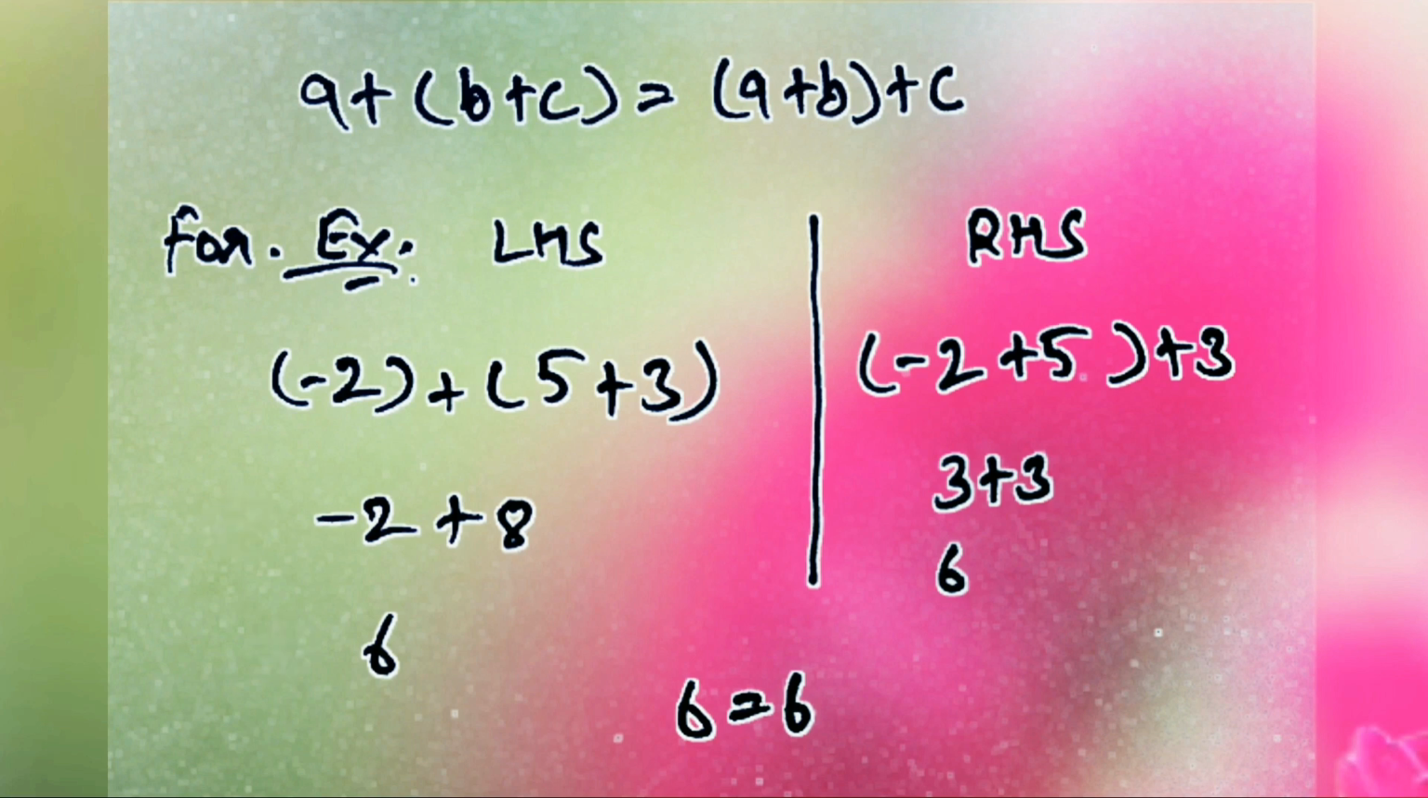So let's see on the other hand, (-2 plus 5), that is in bracket, plus 3. This means firstly you have to sort out the bracket. So -2 plus 5 will be 3. 3 plus 3 is equal to 6. Hence both the sides are equal with number 6.